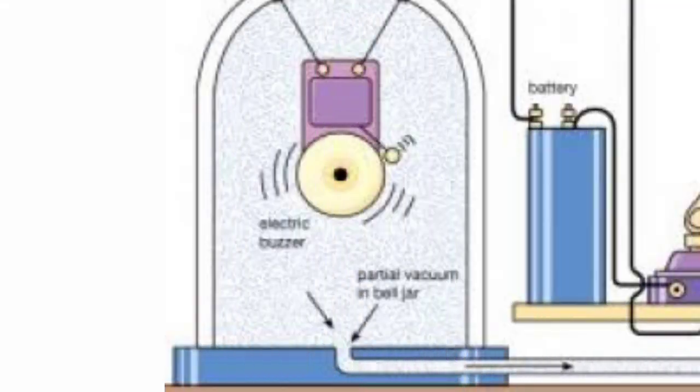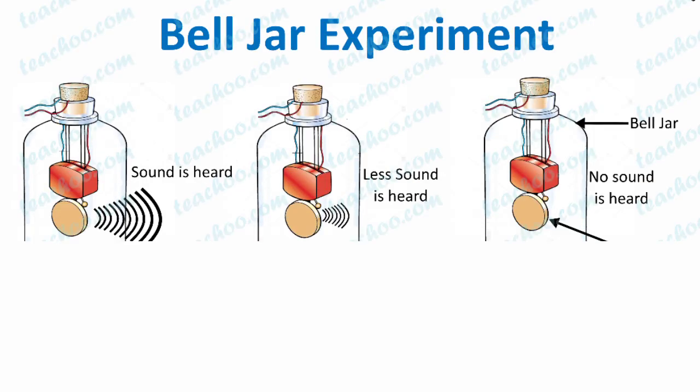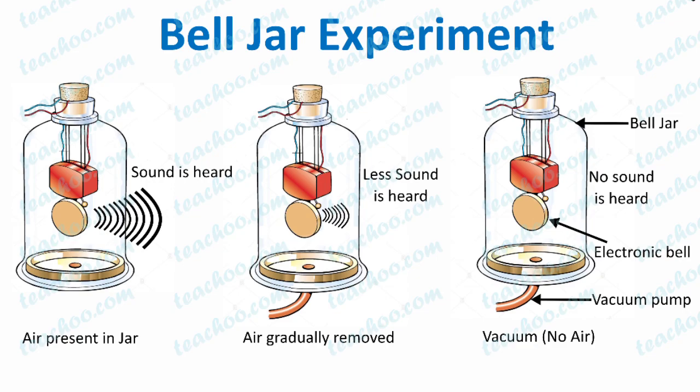Allow air to enter the jar gradually. You will hear the sound slowly increasing. It means when the air is present in the glass jar, we can hear the bell ring. And when air is removed, there is complete vacuum created inside the jar. We cannot hear the bell ring. It means sound requires a medium for its propagation.